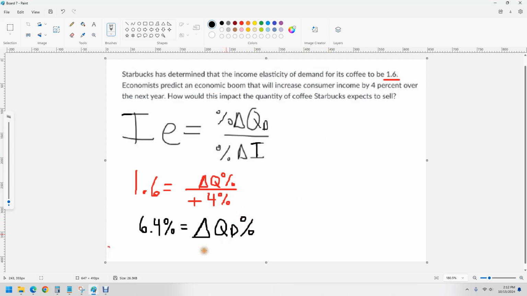That's what they can predict. They can predict to sell 6.4. So the question would probably be what to do with our prices. Well, we should raise our prices of our coffee drinks a little bit since we sell normal goods. There you go. That's how to use income elasticity to predict the change in the quantity sold.